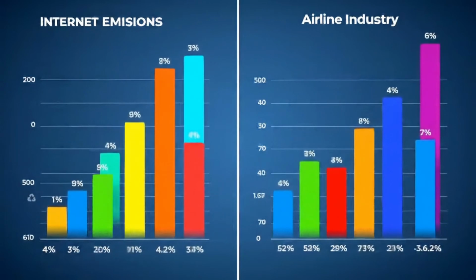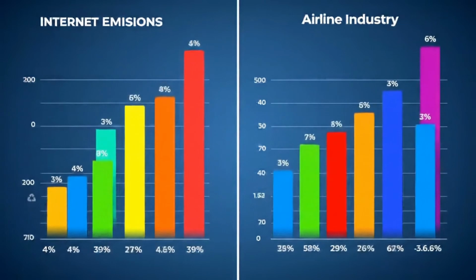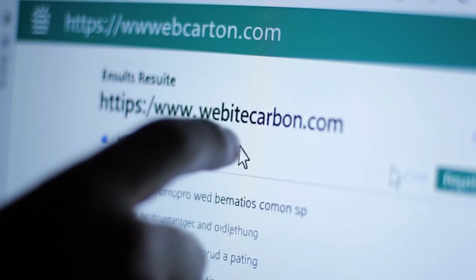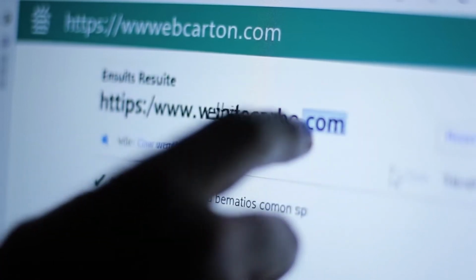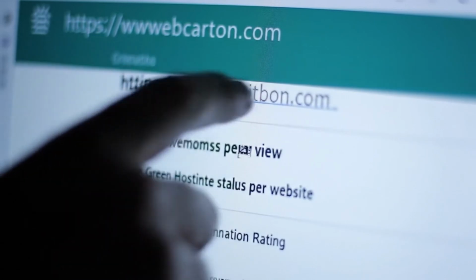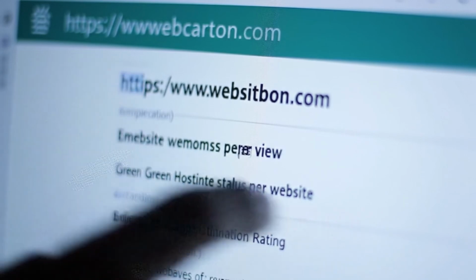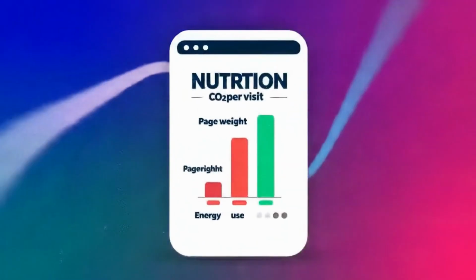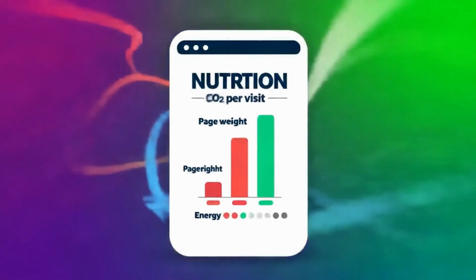Let's set the stage. The internet is not some magical cloud. It runs on physical infrastructure, massive data centers, cables across oceans, and billions of devices. According to the International Energy Agency, digital technology accounts for nearly 4% of global carbon dioxide emissions, more than the entire airline industry. Every time someone loads your site, data is transmitted, processed, and stored, all of which requires electricity. And if that power comes from fossil fuel, boom, carbon emissions.